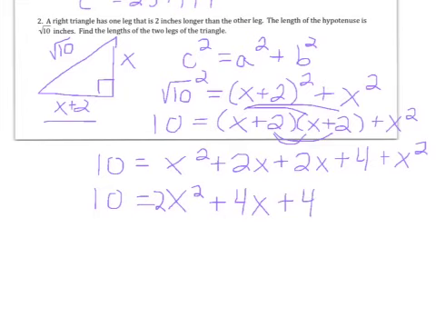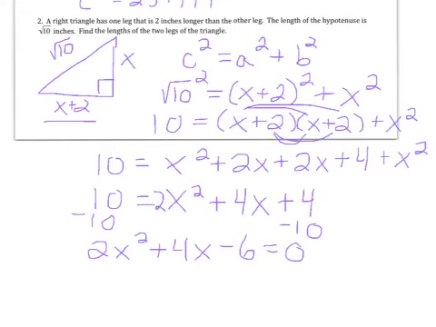So now, do we know how to solve a problem that looks like this? If you said set everything equal to 0, you're right. So we're going to subtract 10. So we have 2x squared plus 4x minus 6 equals 0. So for this problem, you might notice that everybody is divisible by 2. So let's divide everybody by 2 so we can make this problem a little bit easier.